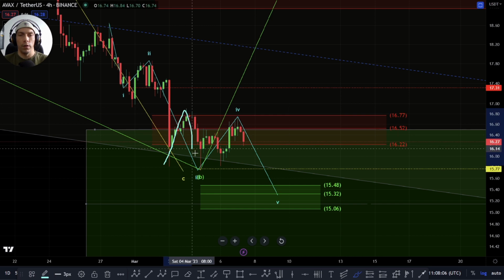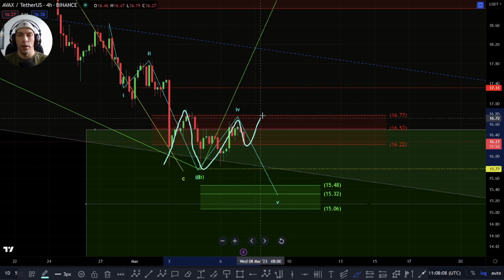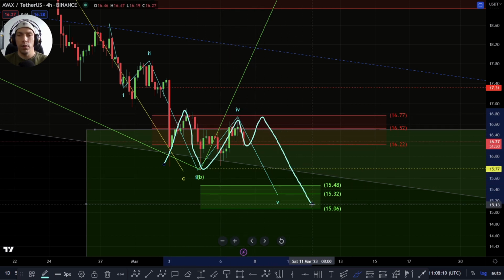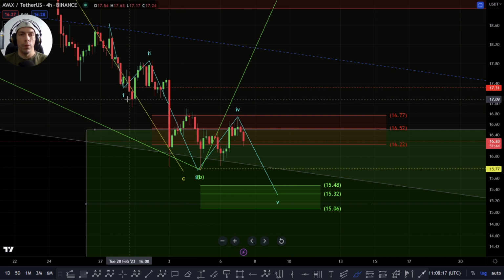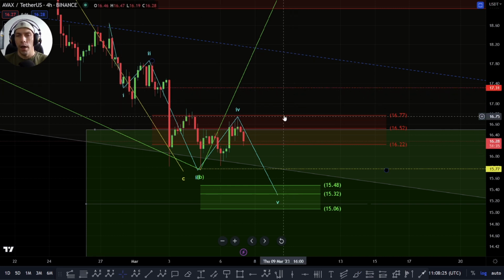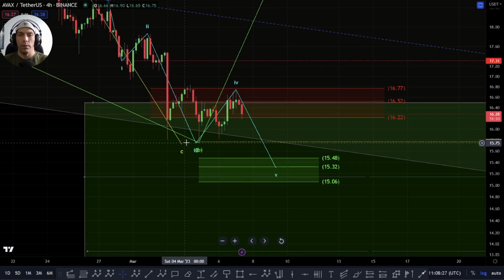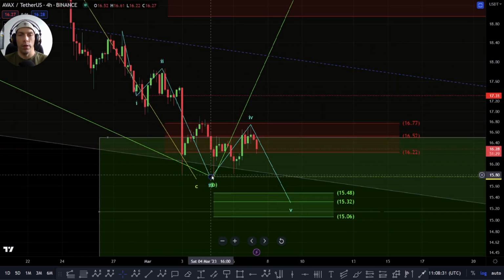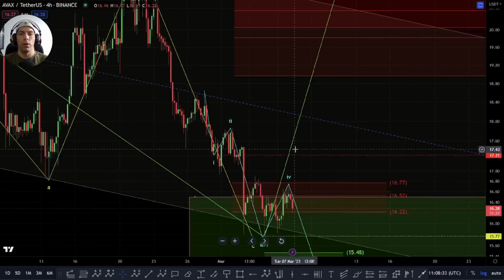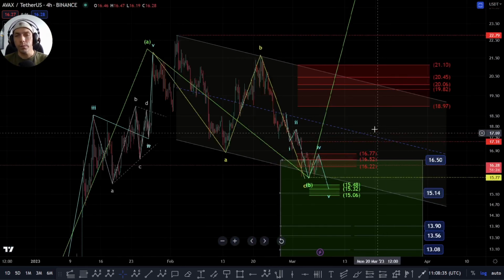We could look for the potential that there's A, B, C, D, and an E in a triangle, and then we move down. But breaking above this 1690 would invalidate this. Also, this fifth wave would be invalidated by actually breaking back above this 1731 area. If we break back above that, it would invalidate this potential count here, and then we'd actually be looking for the potential that we've completed into this low here rather, and then we're starting to move away. So we're going to go over that option as well.